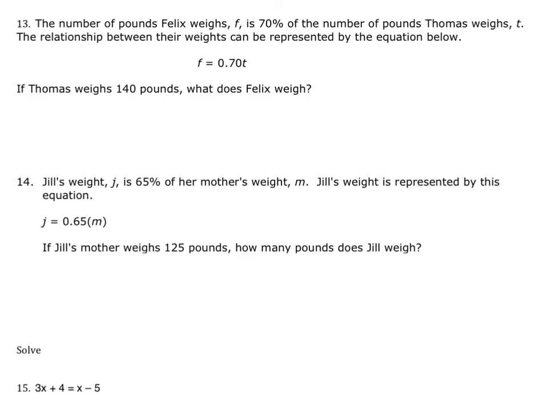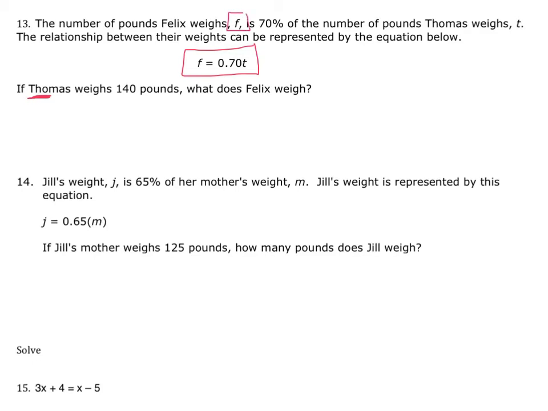This question says the number of pounds Felix weighs, F, so this F is for Felix, is 70% of the number of pounds Thomas weighs, which is T. So F is for Felix, T is for Thomas. The relationship between their weights is expressed in the equation below. It's so nice when they give us the equation. Thomas weighs 140 pounds. What does Felix weigh?